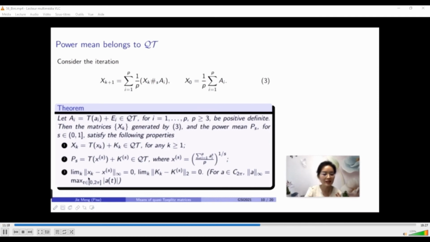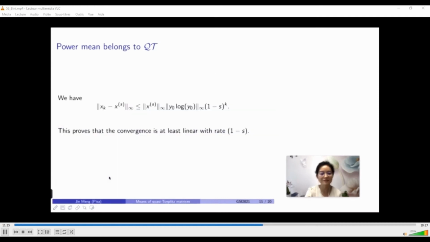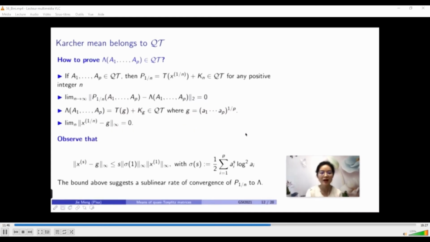And in addition, using this convergence result, we can get more information on the convergence rate. In fact, for the convergence of the symbol, we have this inequality. And this inequality proves that the convergence for the symbol is linear. And this again shows that the convergence rate for the whole iteration is at least linear with a rate 1 minus s.